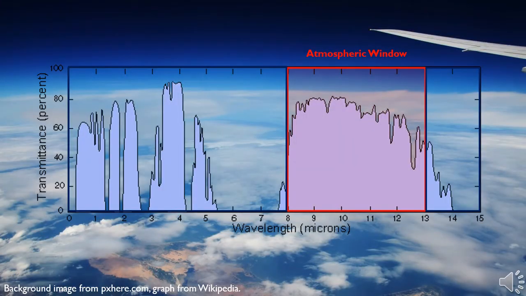As we can see in this graph, which shows the atmospheric transmittance percentage as a function of the wavelength, our atmosphere either absorbs, reflects, or transmits light depending on its frequency. As you can observe, our atmosphere has a transmittance window in the wavelengths ranging from 8 to 13 microns. This transmittance window is known as the atmospheric window, and it allows us to cool certain objects by releasing their black body radiation into outer space.